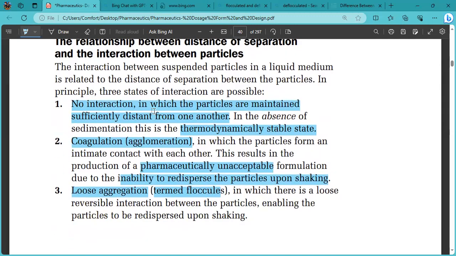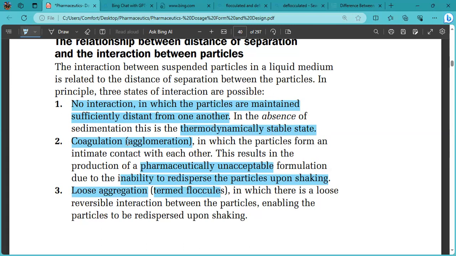So the first scenario, which would be ideal, if you will, is no interaction between particles, in which particles are maintained sufficiently distant from each other. They don't attract each other, they don't repel each other, everyone is just existing in this solution. And then there is no sedimentation, and the mixture is thermodynamically stable, like no heat or change in temperature will affect the solution. It's like everyone is living in utopia. This would be ideal, but it's not really commonly seen.